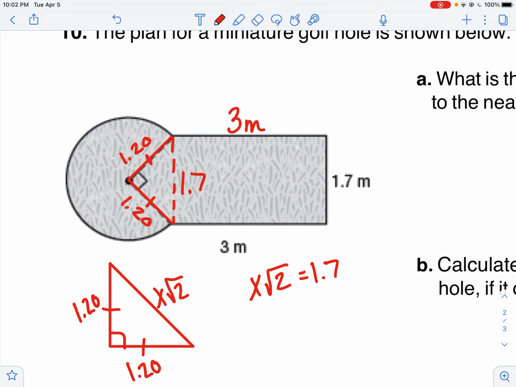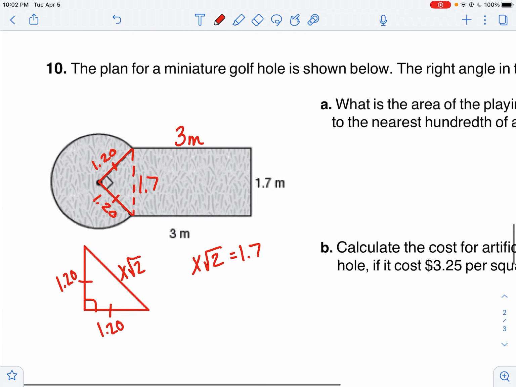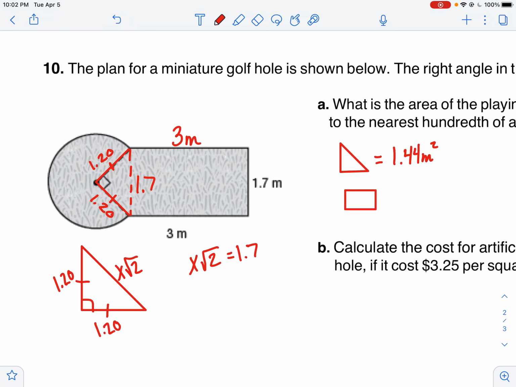Which means that the area of that triangle would have to be 1.445 or 1.44, right? Because 12 times 12 is 144. You move your decimal to get 1.44 square meters. Now the rectangle is pretty simple. It'd be 5.1 square meters.